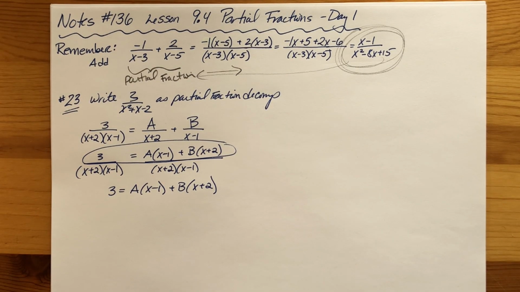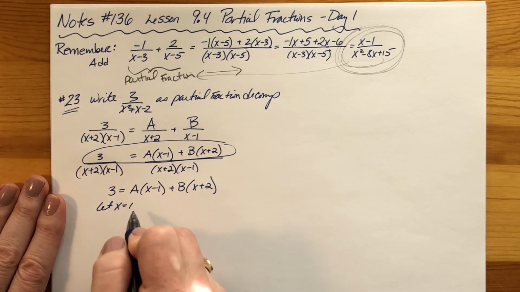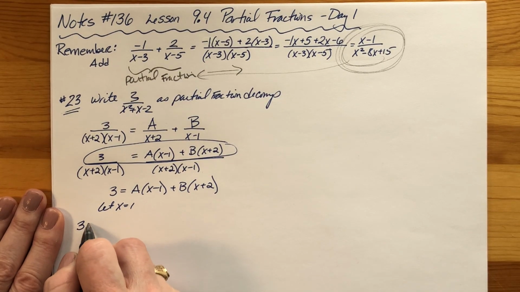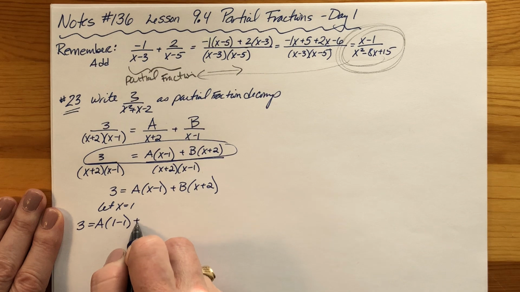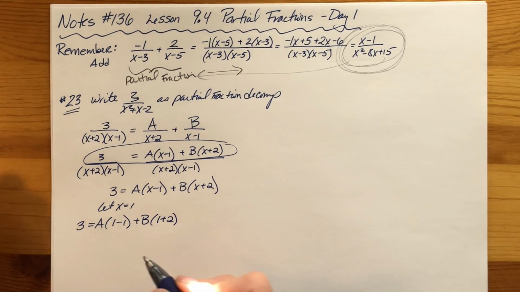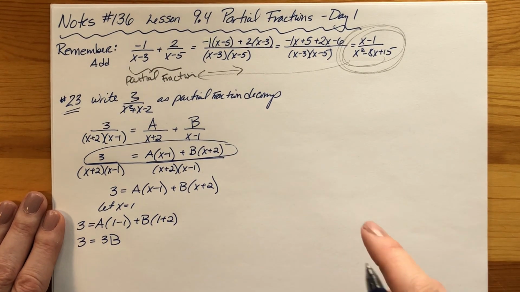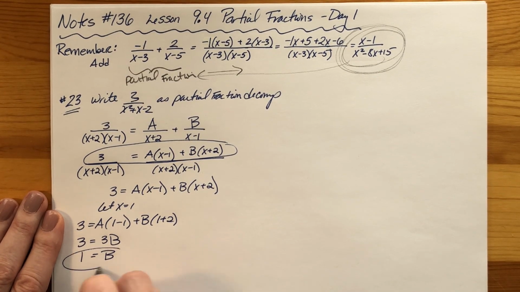Well, now what? We kind of need a value for x. So let's let x equal 1. Let's see what we have. If I put 1 in for x, I'm going to have 3 is equal to, you're going to see why I picked 1 in just a second. Yeah, you know why. Because that's 0, I know. So 3 is equal to 3b. And then therefore, b is equal to 1. So I figured out that b is 1.